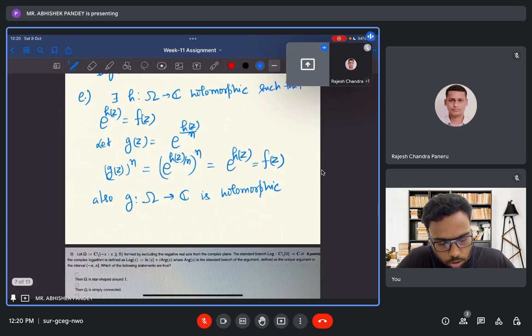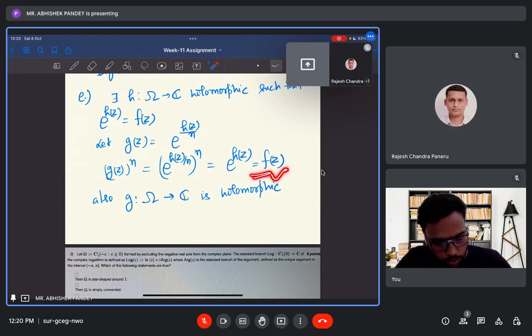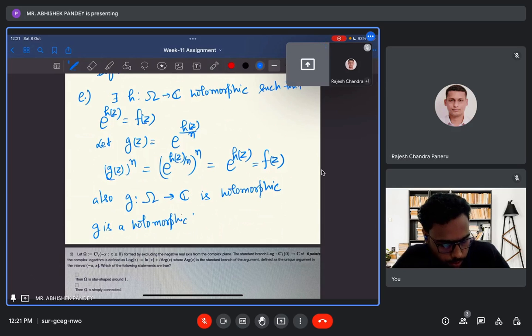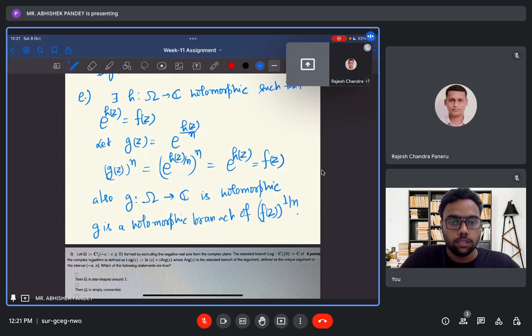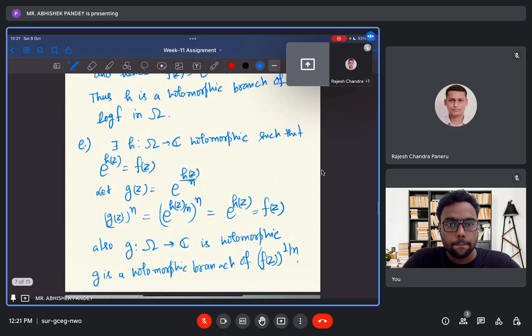Now let g(z) equal e to the power h(z) by n. So basically once you do g(z) to the power n, you will get f(z). Here g(z) is holomorphic, and you get g(z) to the power n equals f(z). This means you have proved that g is a holomorphic branch of f(z) to the power 1 by n, that is, the nth root of f(z). Is it clear?